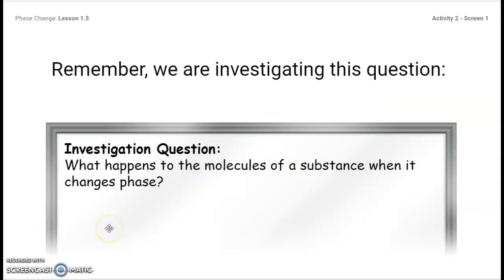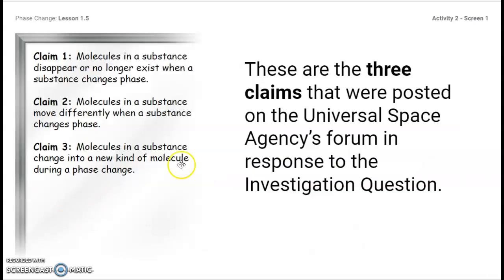All right, so remember, we are investigating this question: what happens to the molecules of a substance when it changes phase? There are 3 claims right now that we have. Claim 1, molecules in a substance disappear or no longer exist when a substance changes its phase. Claim 2, molecules in a substance move differently when a substance changes phase. Or claim 3, molecules in a substance change into a new kind of molecule during a phase change. These are the same claims, but they're stated differently. These claims focus on explaining how molecular behavior can affect the macro appearance of a substance.